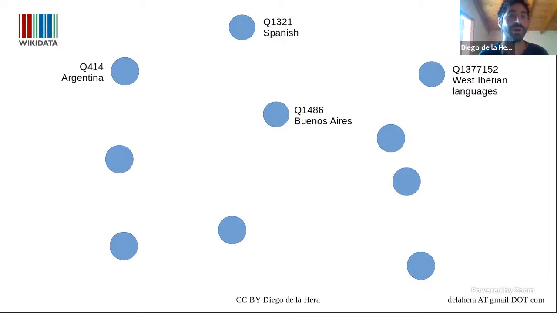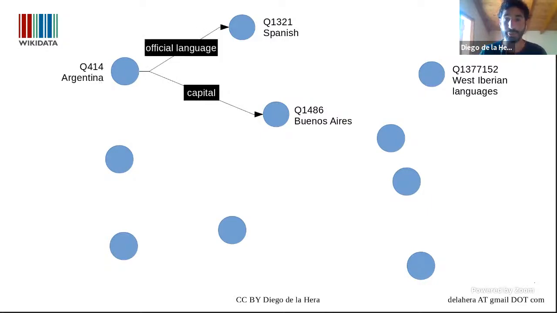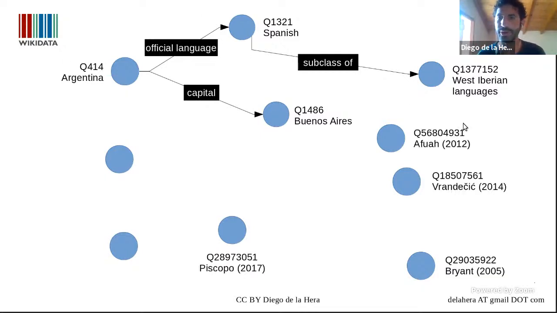Each of these nodes is identified by an ID. For example, Argentina has the ID Q414, or Buenos Aires, Q1486. And these nodes are connected to each other through properties. For example, Argentina has a property which is capital, and the object of that property is Buenos Aires. Argentina also has the official language property, pointing to Spanish, another node in the network. And Spanish also has properties. For example, it has the subclass property, which points to the West Iberian languages node. Now, in Wikidata, we also have nodes for bibliographic entities. For example, these nodes here refer to journal articles.